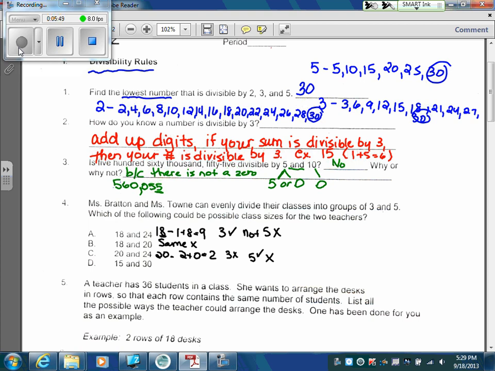15 and 30, so 15 would be 1 plus 5 equals 6. That would be divisible by 3. And because there's a 5 at the end, that's also divisible by 5. That's supposed to be a check mark. And then 30, if we add it, 3 plus 0 equals 3. Well, that's divisible by 3. That works. And my ones place is a 0, so 5 also works. Something's wrong with my screen there. Okay, it's supposed to be a check mark. There we go. So D is the only one that works for both.